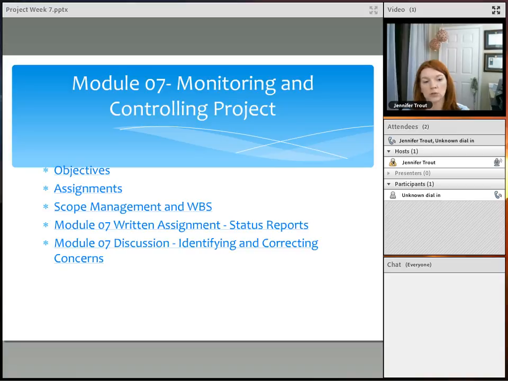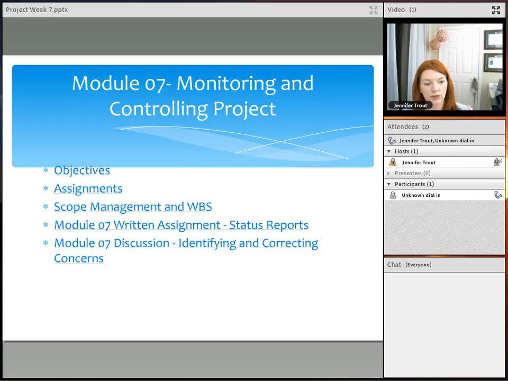Moving into week 7, we are looking at monitoring and controlling the project. This is a very important part as you move through the planning process, in either management or project management. The controlling and monitoring is probably the most important section, because how do you know you're doing a good job, right? Same thing here. You guys want feedback. This is part of our measuring and control measures.